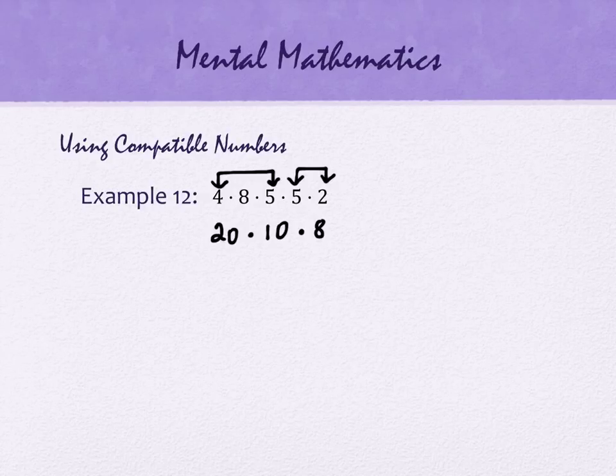So I'm going to multiply from left to right. 20 times 10, that's 200. And then we've got 200 times 8, and so then I have 1600.